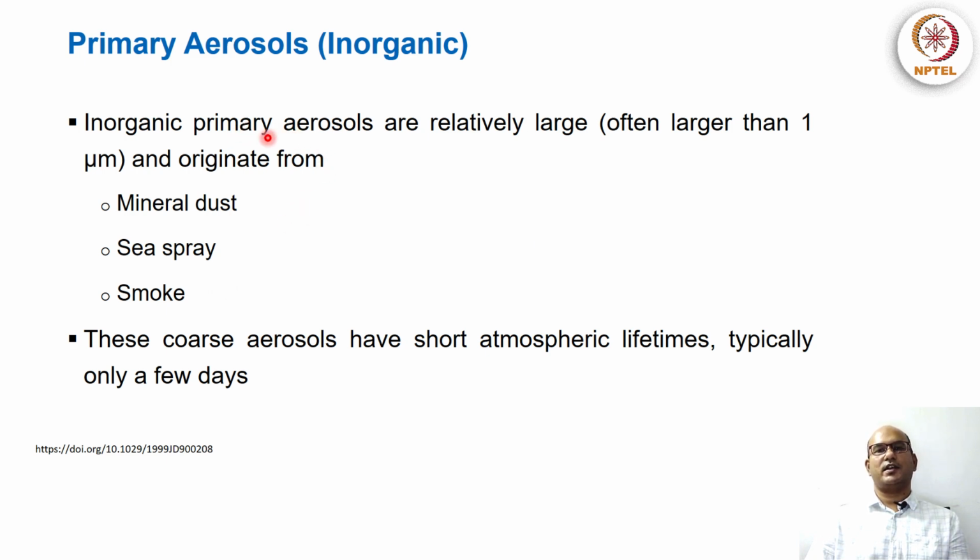So we have these inorganic primary aerosols which can originate from these kinds of sources, and they are often larger than 1 micrometer in size. They are termed as coarse. We will look shortly at the definitions also. These coarser aerosols generally have short atmospheric lifetimes, and typically they may last only a few days in the atmosphere. A few days is enough for the aerosol emitted outdoors to come indoors, but they will not remain suspended for weeks or months.